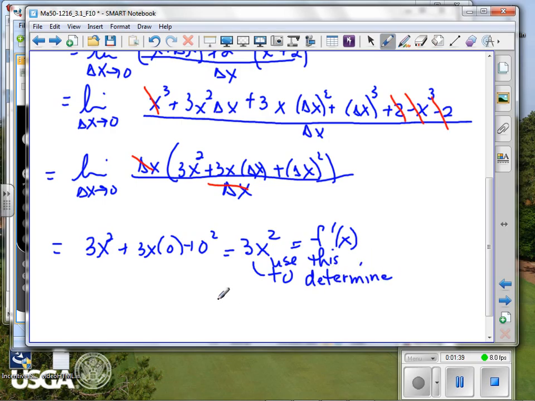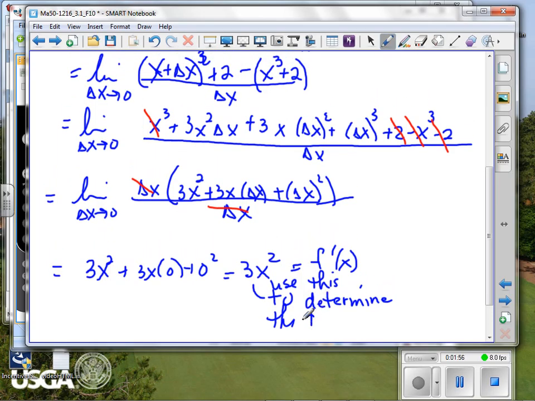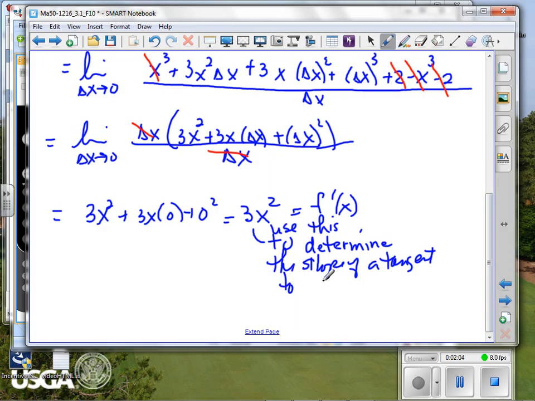Did you write down that definition of a derivative? Yes. Okay. So what is a derivative again? Slope of the tangent line. So we use this to determine the slope of a tangent line to f of x at a point.